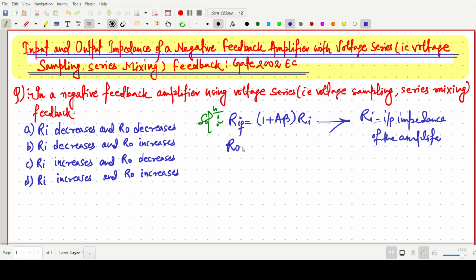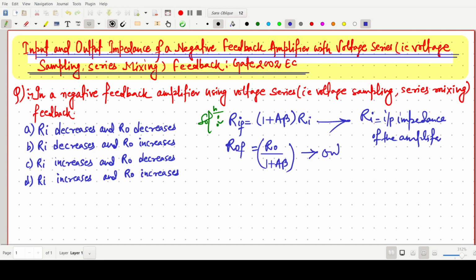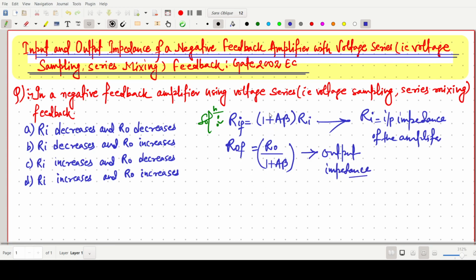And the corresponding output impedance will be just R naught by 1 plus A beta, which is simply decreased. So this one is the output impedance. In this case the output impedance will be decreased by a factor 1 plus A beta, and the input impedance will be increased with feedback. That's why I'm writing RIF.